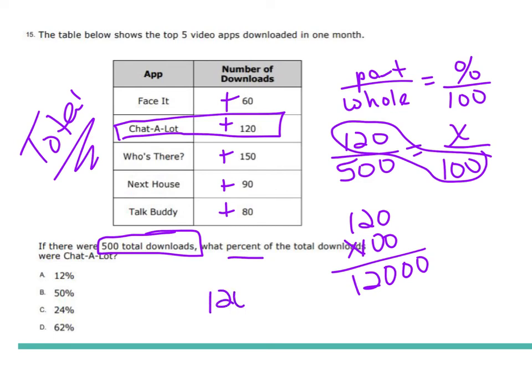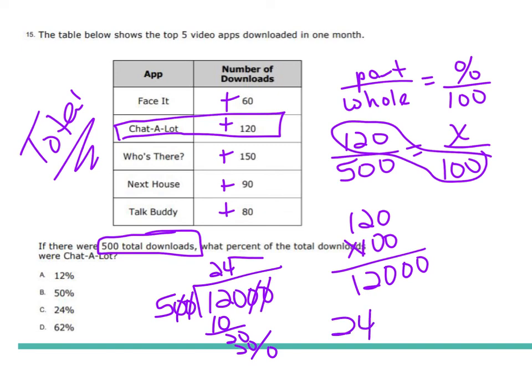Okay, once you're done, you're going to go ahead and divide this by 500. You go ahead and cross out the zeros. So now 5 into 12 is 2 times, which is 10. Remainder is 20. 5 into 20 is 4 times, which is 20. So my answer is 24%. So here would be letter C. So make sure that you're understanding that you're going to have to multiply and divide in order for you to solve this problem.